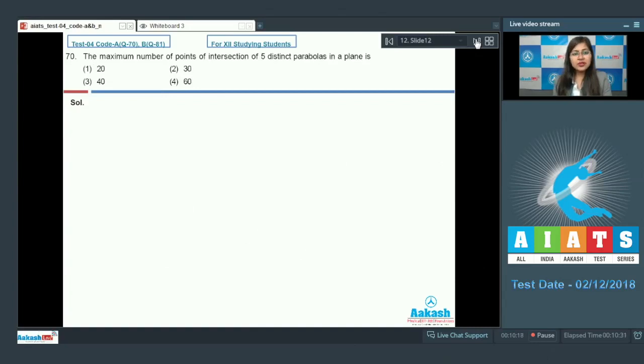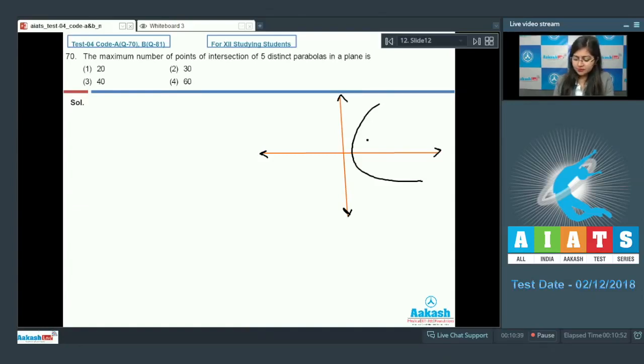Next is question number 70, which says that the maximum number of points of intersection of 5 distinct parabolas in a plane is? Let us say this is the coordinate axis. So, we will see what the maximum number of points of intersection of any 2 distinct parabolas is. Let us say this is one parabola here and this is the other parabola. So, the maximum number of points of intersection of 2 parabolas will be equal to 4.